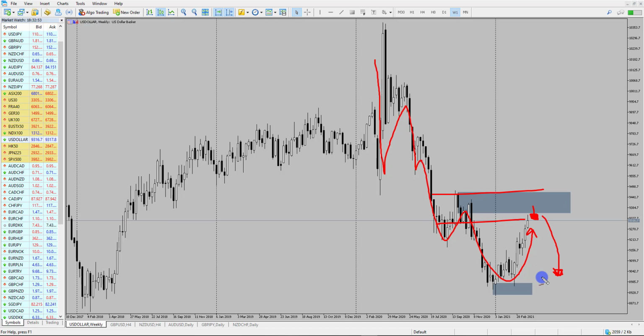So really interesting stuff on the dollar index. Keep your eye on this seasonal potential play. Keep your eye on the weekly time frame. I think there's a little bit more to go before we see that weakness come through, but we'll see what happens in the coming weeks.